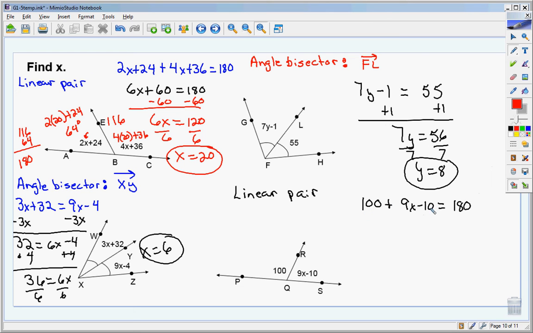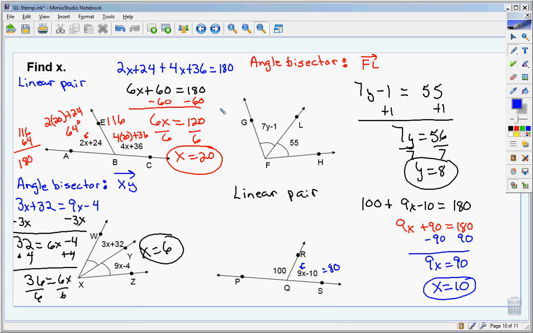I do know that I'm going to combine my like terms. 9x plus 90 equals 180. Subtracting 90, 9x is equal to 90, which means x is equal to 10. If I plug that back in here, you can see that this is going to come up equal to 80 degrees, which I should have been able to look at and figure out anyway.